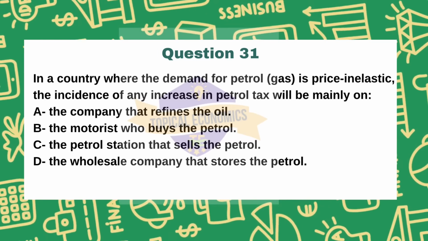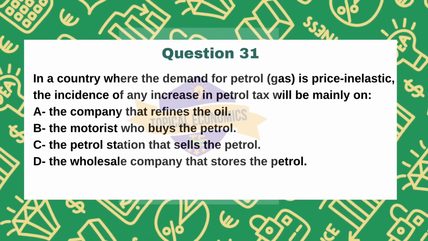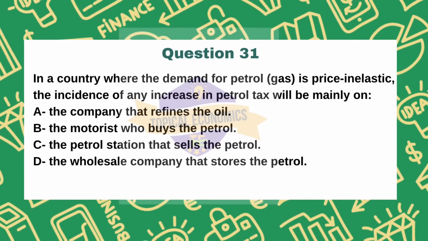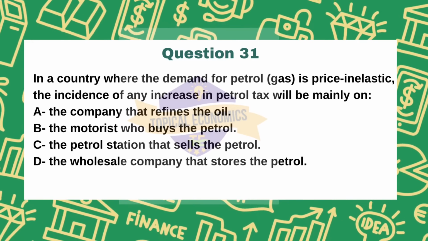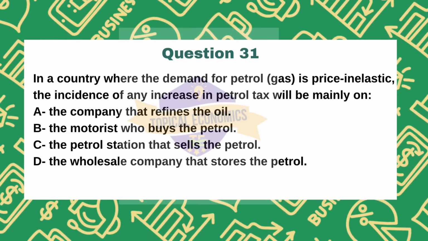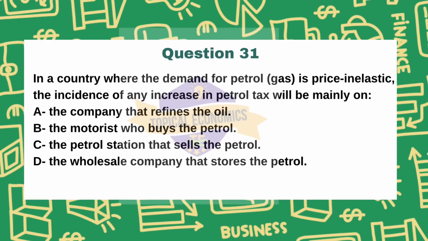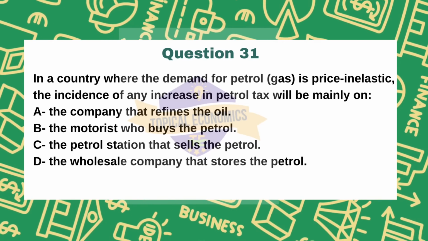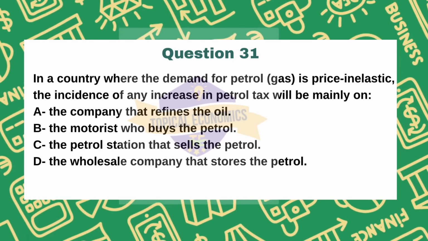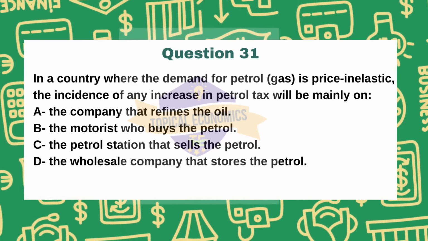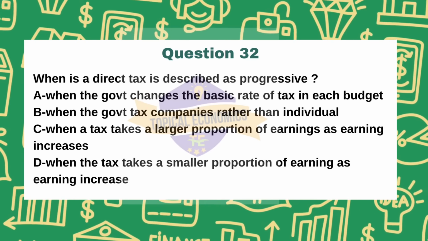Analyzing the other options. Option A. The company that refines the oil. While refiners may feel some impact, the inelastic demand indicates that consumers will bear the tax burden more than producers. For option C, the petrol station that sells the petrol. Similar to refiners, petrol stations may experience some effects, but the final incidence will be on the consumers. Lastly, option D, the wholesale company that stores the petrol. Wholesale companies also won't bear as much of the tax burden because the increased costs will primarily be passed on to the consumers.